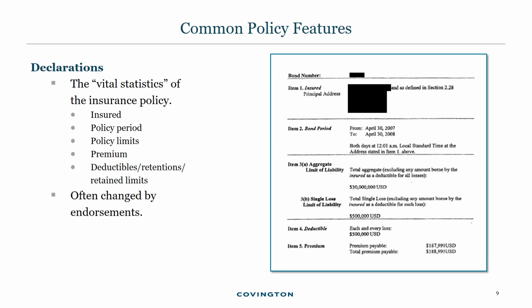It also lists deductibles, retentions, or retained limits. These terms refer to the amount the policyholder must pay on a claim before the insurance policy kicks in and provides coverage. We'll talk more about those later. Although the declarations page looks like a summary of the policy, the endorsements at the end of the policy may change the terms of the policy from what's listed on the declarations page, so it's important to review the entire policy and not simply rely on the information in the declarations page.